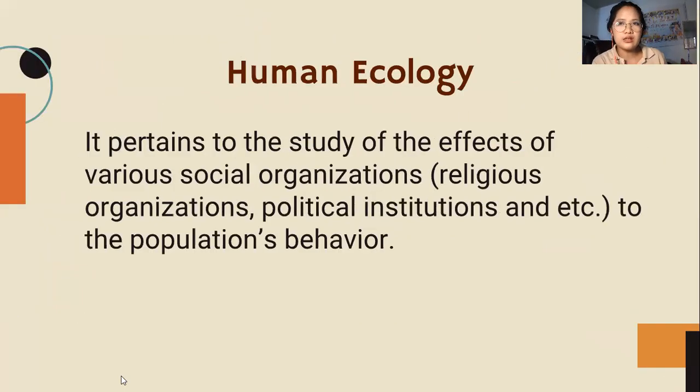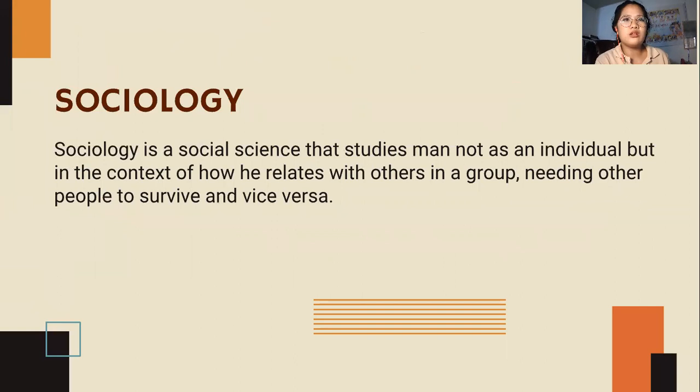So in general, in sociology, we're talking about man not as an individual, but as a part of a group, how he relates in that group, and how he tries to deal with these people to survive. We're going away from anthropology already because anthropology zeroes in on the human being, kasi. But for sociology, you consider the context. You consider other people as well. I hope you understand.